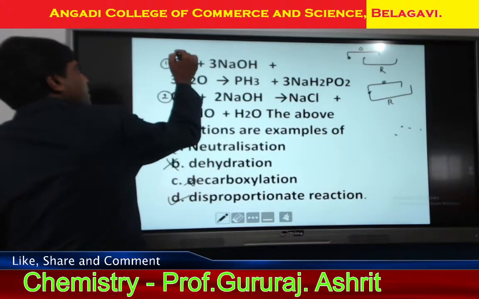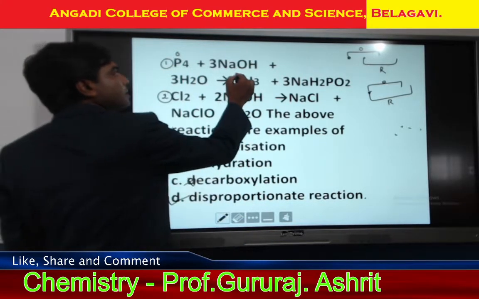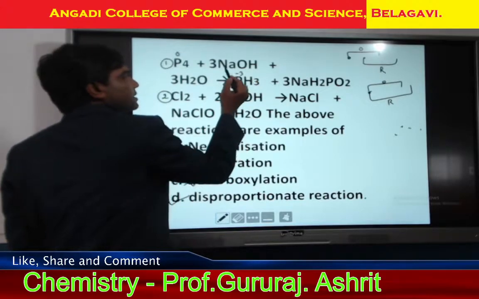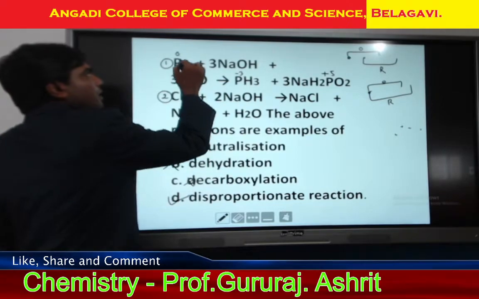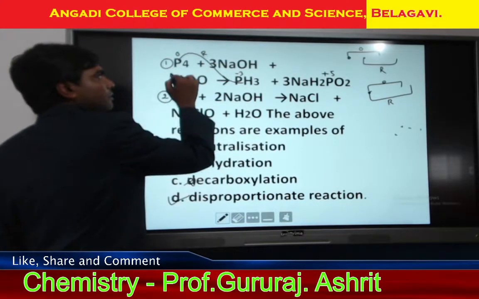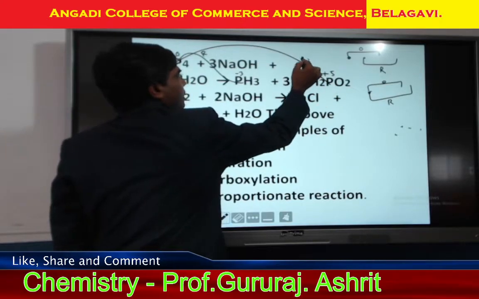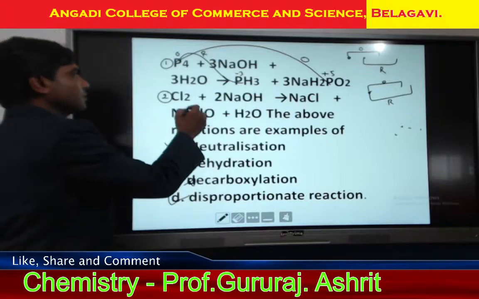Let's see here. P4 white phosphorus, the charge is 0, and here the charge is minus 3, and here the charge is plus 5. Therefore, from 0 to minus 3, it underwent reduction. From 0 to plus 5, it underwent oxidation. It is a disproportionation reaction.